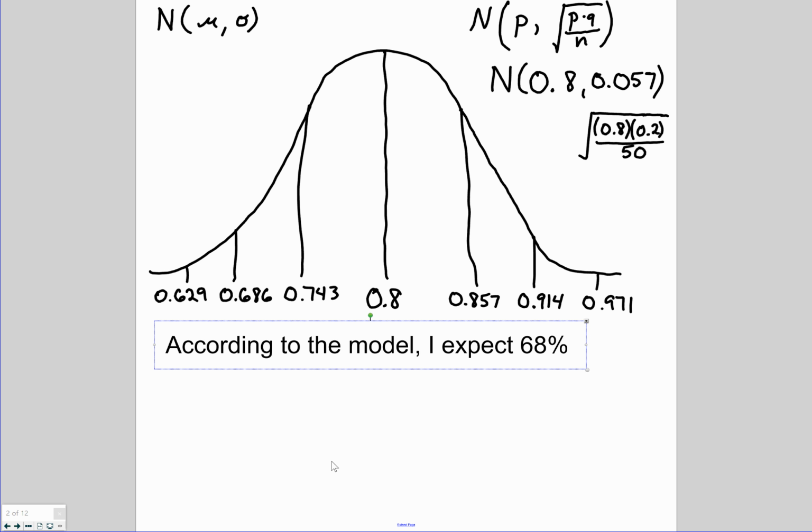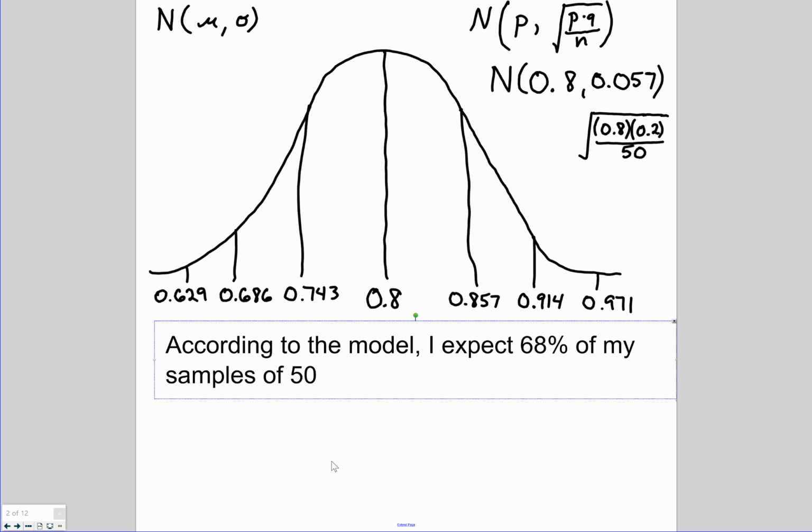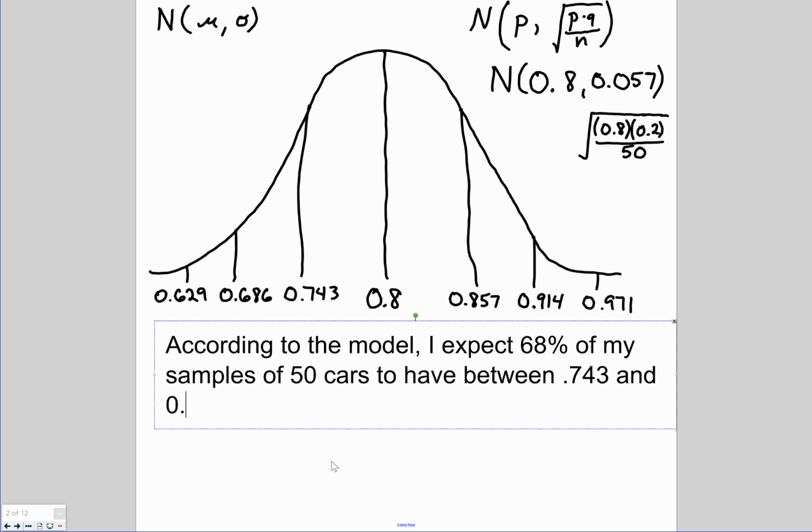68% of my samples of 50 cars to have between 0.743 and 0.857 cars that are speeding.